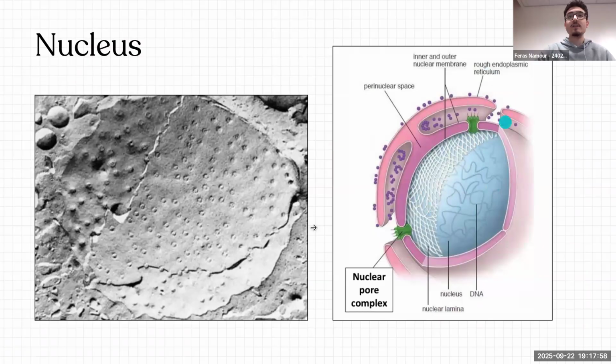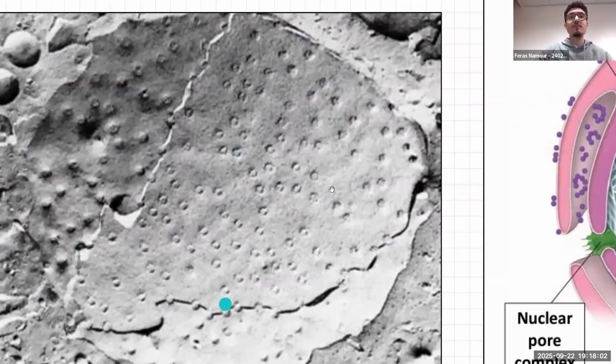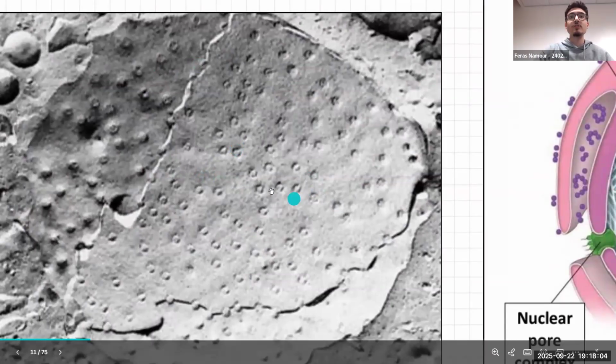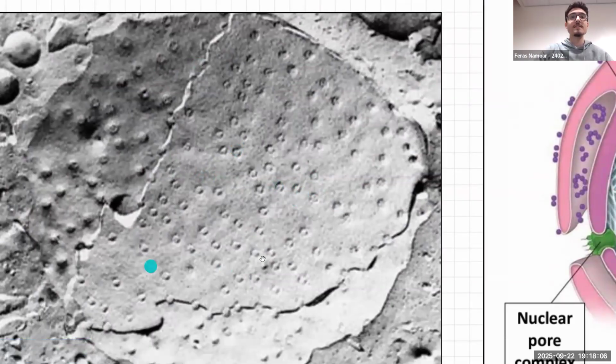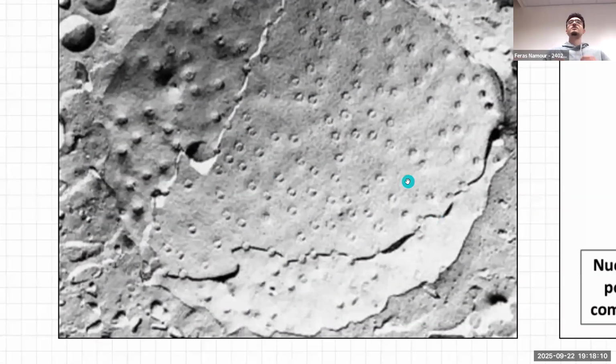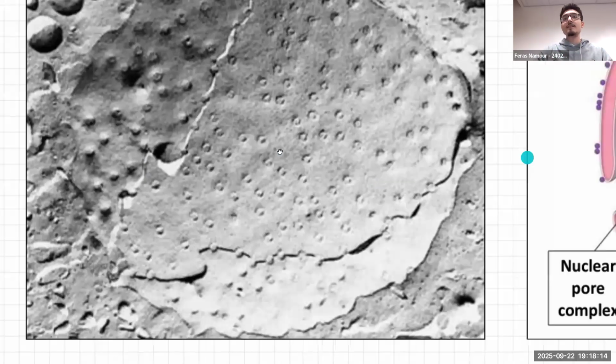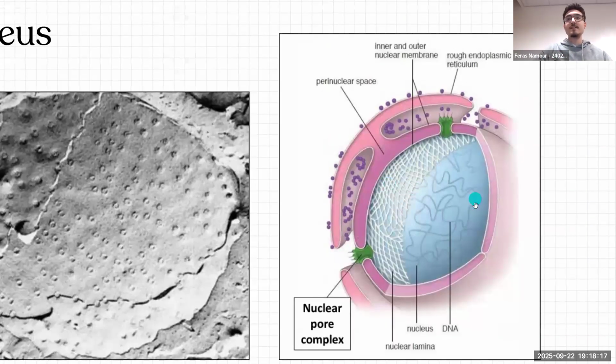This is our final two pictures for the nucleus. Here, you can see the outer membrane and the individual nuclear pore complexes. You can see how porous it is, and all of these are channels that allow things to go in and outside. It allows for a communication route. And here is everything once again.